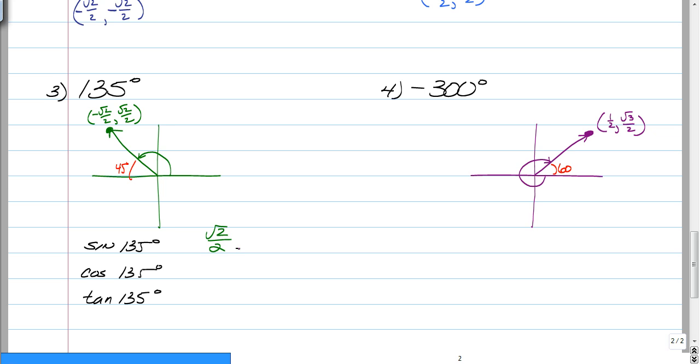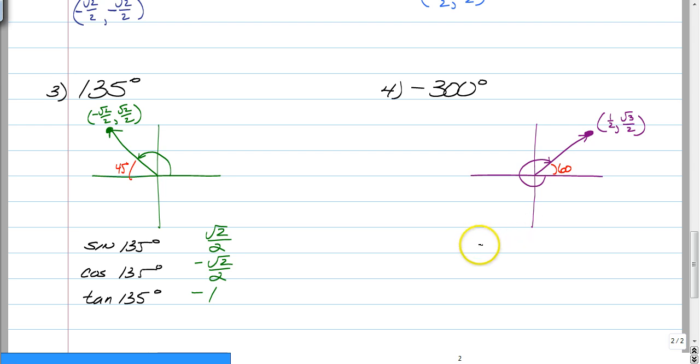The cosine of 135, remember, cosine is x over r. So your cosine is just negative √2/2. And then finally, your tangent of 135. That's where we just do sine divided by cosine, or y divided by x, like stated earlier. And √2/2 divided by negative √2/2 is just going to give you a -1 because one of the terms is negative. So that's where we're headed.